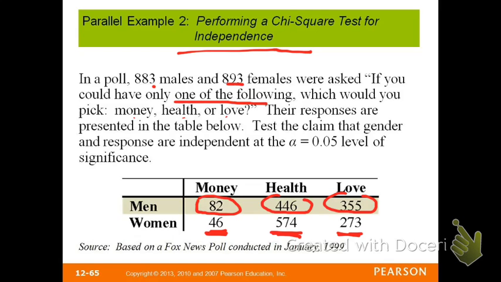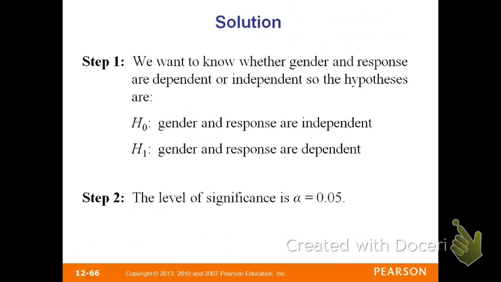Test the claim that gender and response are independent. That basically means test the claim that there is no association between row and column variables, right? Or is there an association between row and column variables, between gender and what they would pick? So we know the null and research hypothesis now. Okay, so we want to know whether gender and response are dependent or independent.